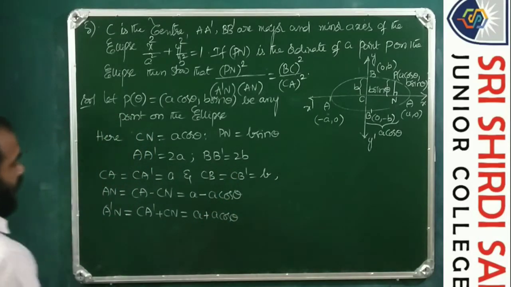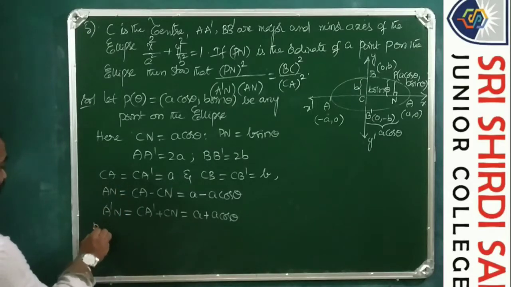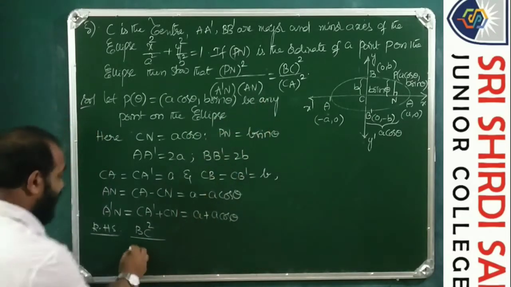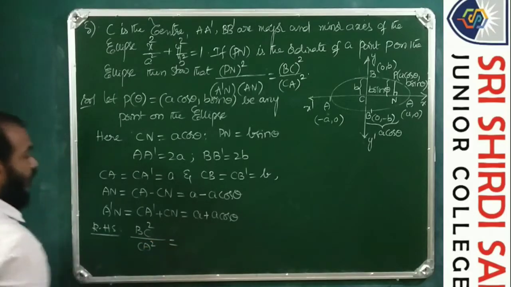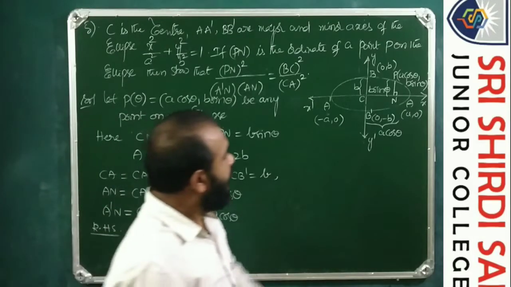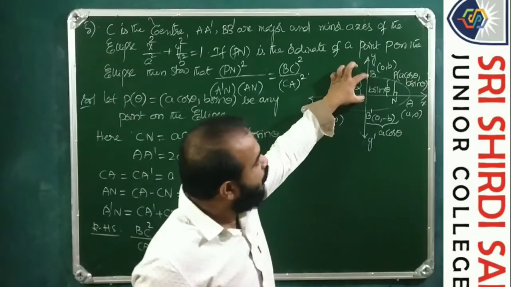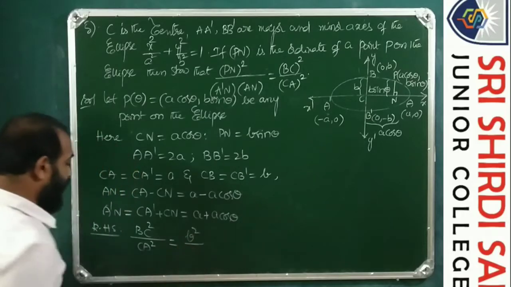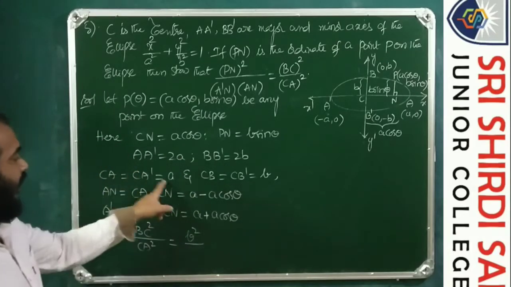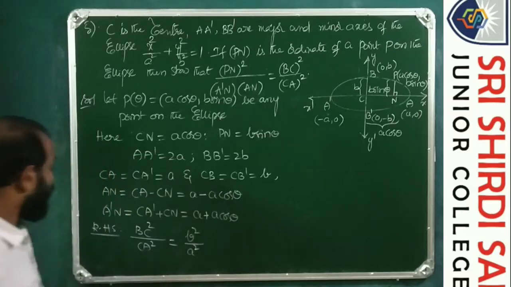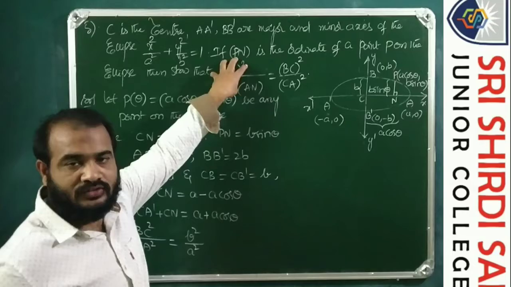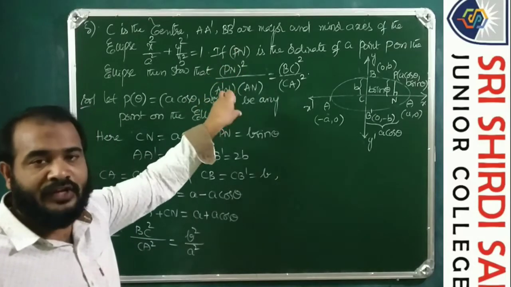Now, so RHS I'll take. RHS is BC square by CA square. What is BC here? BC or CB is what? It is small b. So this is b square by CA is a. So a square. So this RHS I got b square by a square. Now this also b square by a square is what we need to prove.